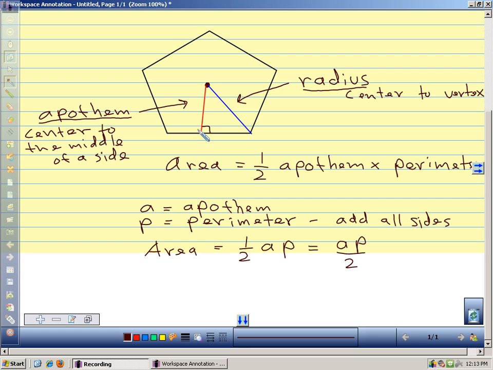And we have to be careful that we're using the apothem, not the radius. And we'll do an example where we have the radius and we have to figure out the apothem. There's a way that we can do it that we already know how to do. So any questions on our formula? All right, let's look at a couple of examples.